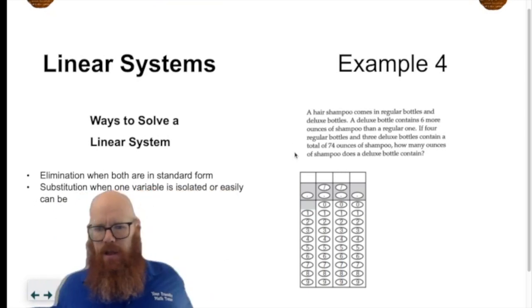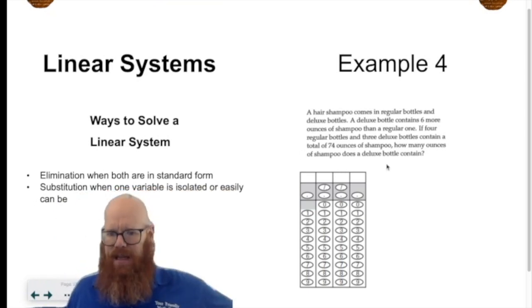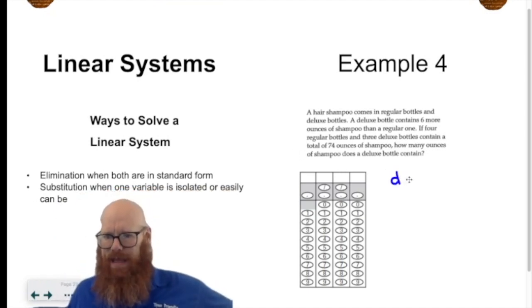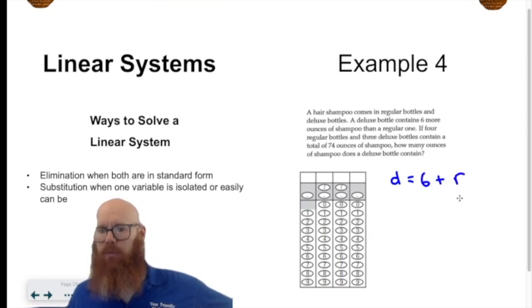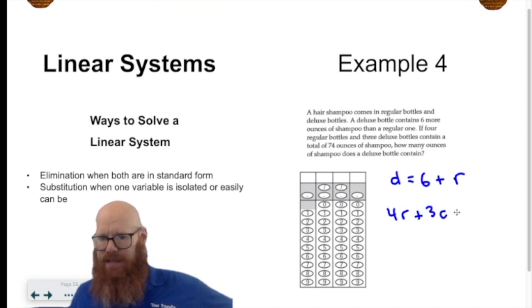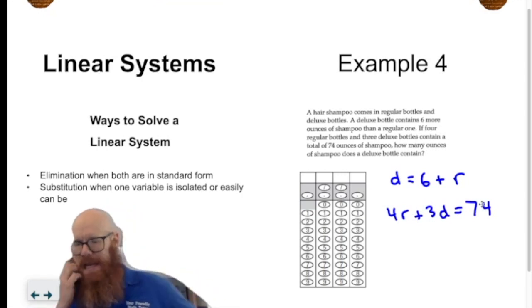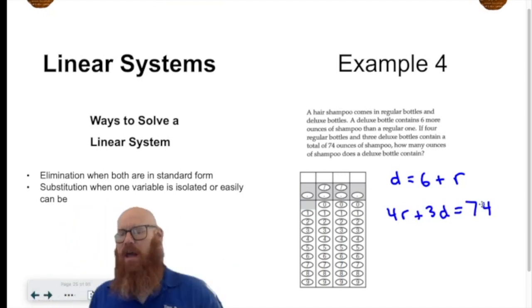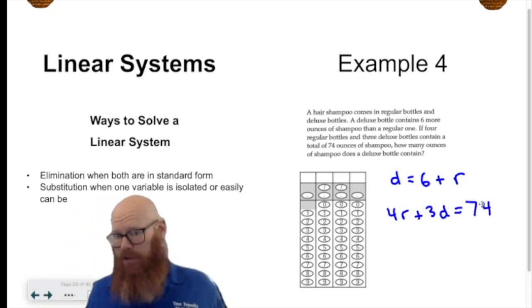So we got a hair shampoo, comes in regular and deluxe. A deluxe bottle, so D, contains 6 more than the regular one. So that's 6 plus R. If 4 regular and 3 deluxe contain a total of 74 ounces. So just reading it, each sentence, I can come up with the equations.